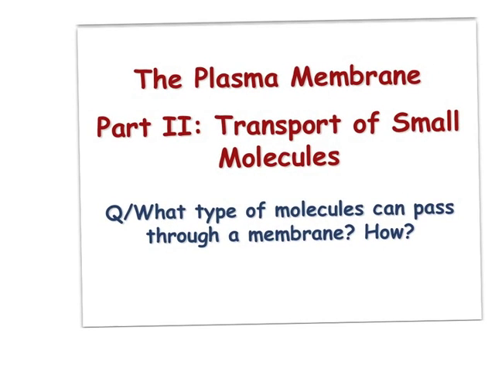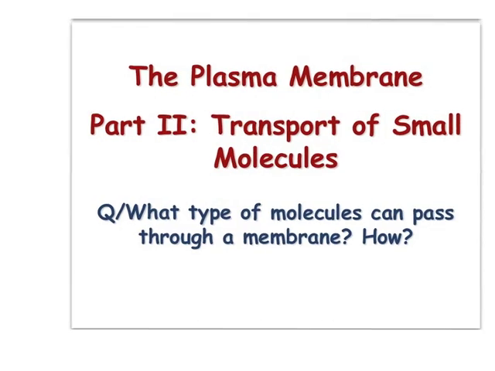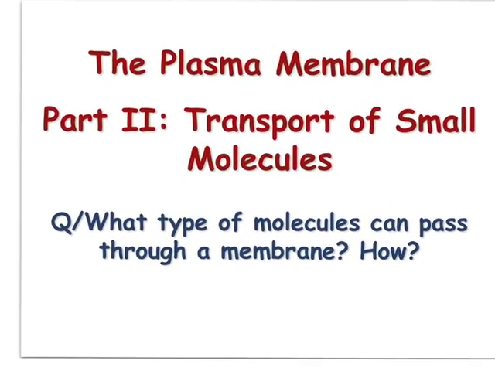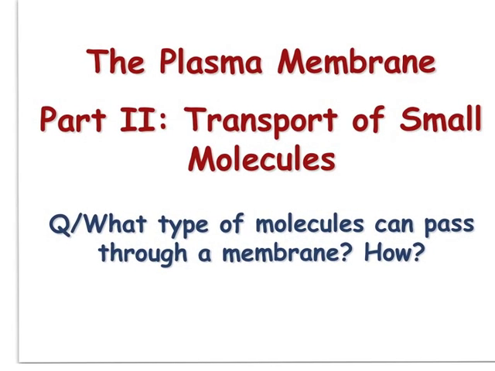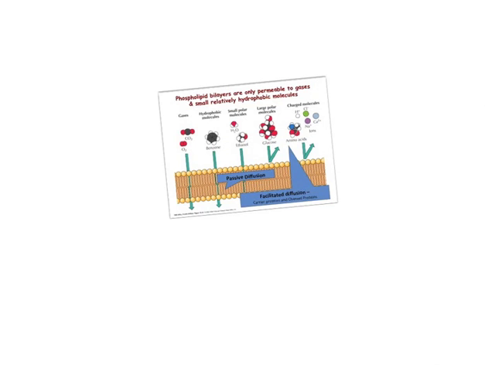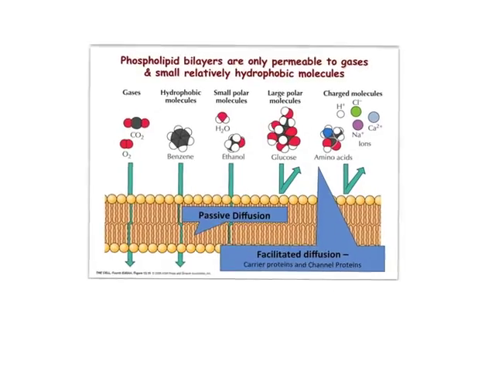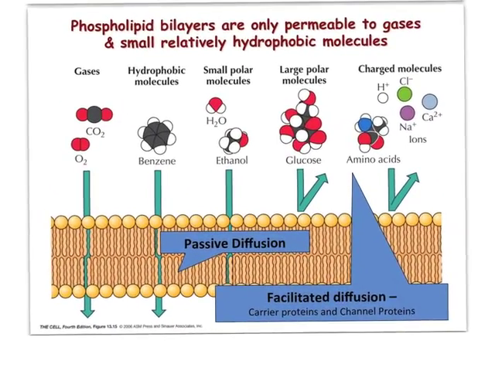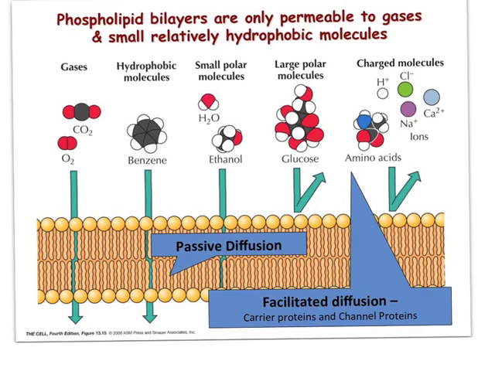Okay, now that we have talked about the basic composition of the plasma membrane, we can start talking about the transport of molecules across that membrane. And the first important idea is that there are some molecules that can freely diffuse through the plasma membrane. Those molecules belong to either of three groups.